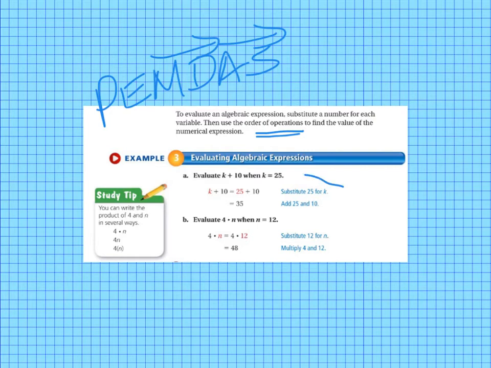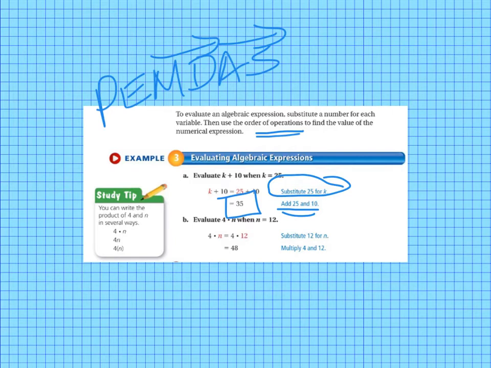So our first step is we're going to substitute 25 for k. So we're going to rewrite our expression, and instead of using k, we're going to use 25. So 25 plus 10. And then we're going to add 25 and 10, and that gives us 35.